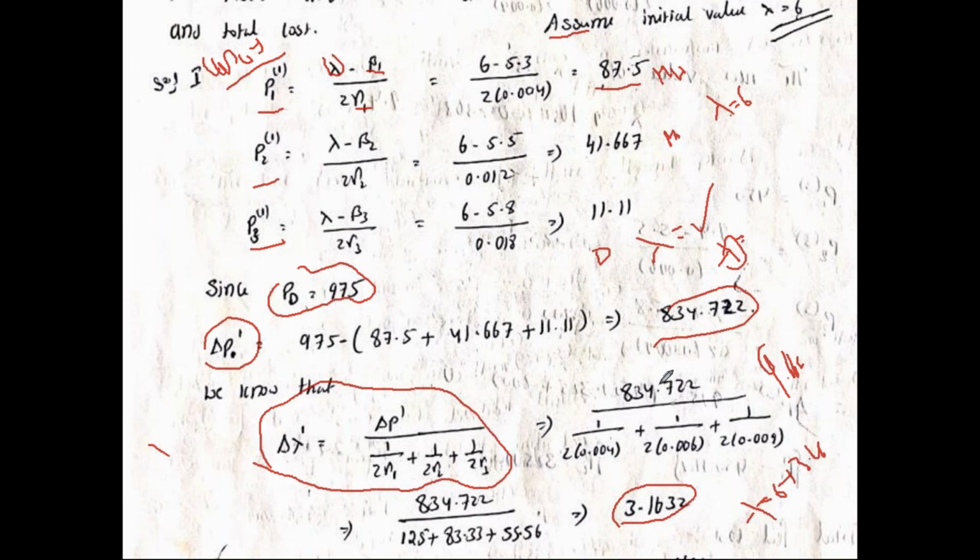And at the same time, you have to check whether P1 is within the limits or not, P2 is within the limits or not, P3 is within the limits or not. So I think all are within the limits, right? Or not? So these values are not within the limits, right? So after updating the lambda value, that is 9.1632, what we will get, let me see that.